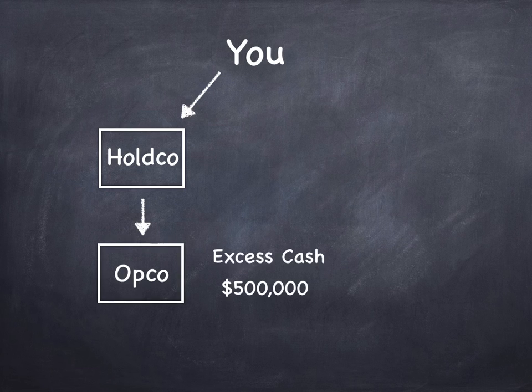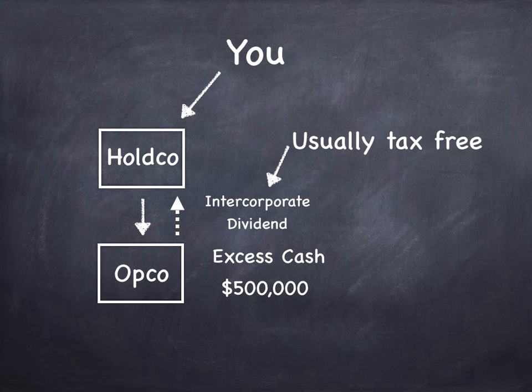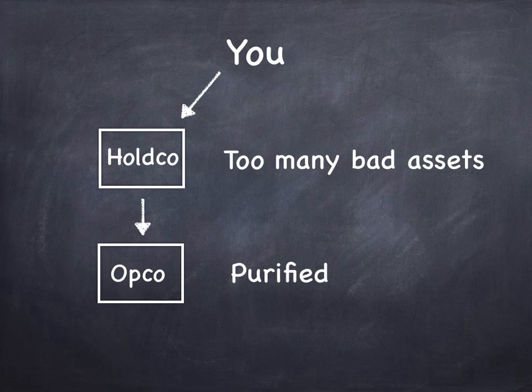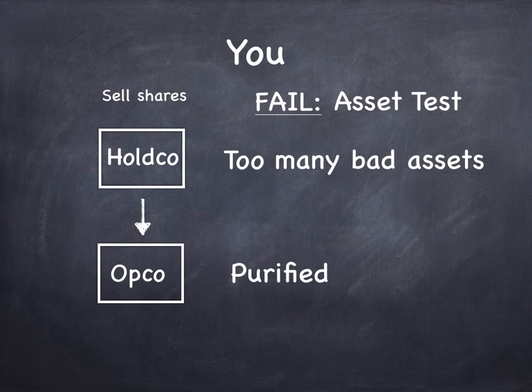Now in the same scenario with $500,000 of excess cash in the OpCo, we can pay an intercorporate dividend to the Holdco, and that intercorporate dividend under Section 112 of the Act is usually tax-free, which is a way to purify the OpCo. But that doesn't necessarily help us because now we have a buildup of bad assets in the Holdco. And we do have to sell the shares of the Holdco because, of course, the Holdco wouldn't qualify for the capital gains exemption if it sold the OpCo. Both companies have to be sold. So basically, we fail the asset test by having too many bad assets in the Holdco.